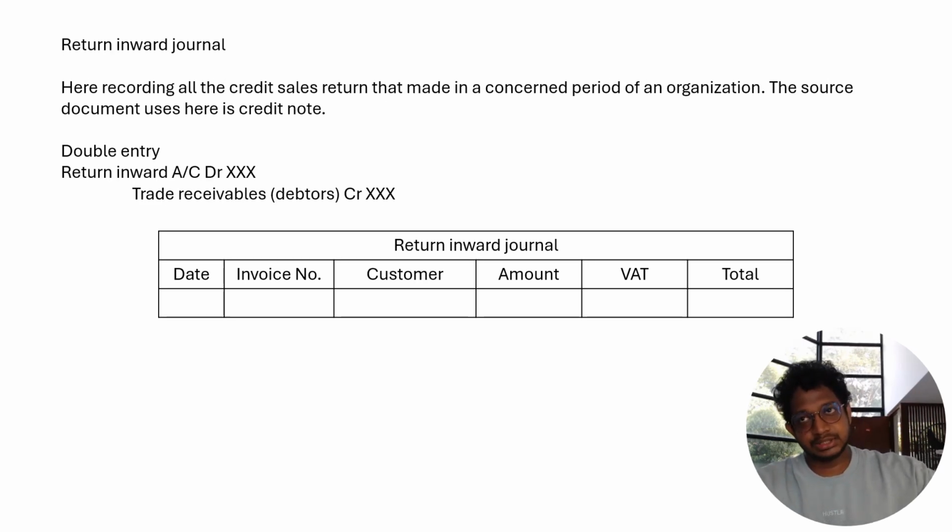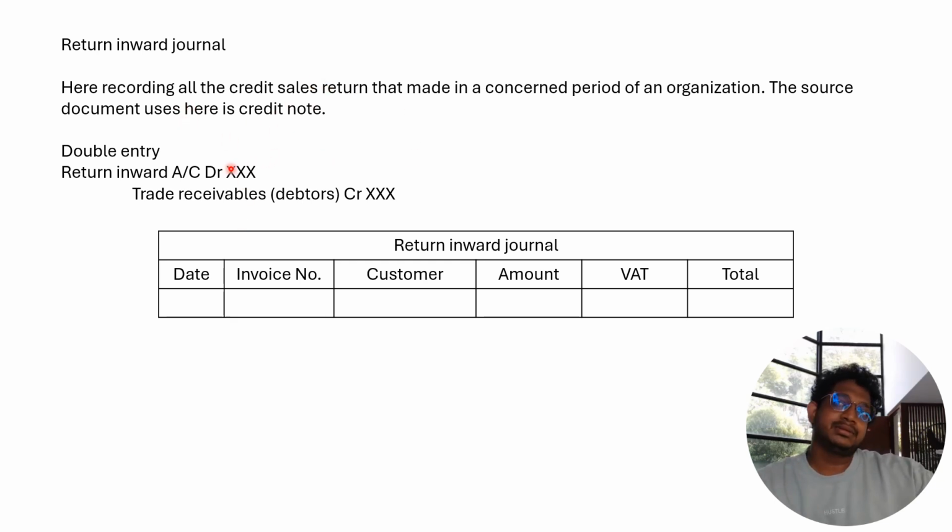Return inward. The customers who bought the goods from us are returning them back to the business. There can be several reasons for that. The order did not match, or the stock was damaged, or anything, right? And the double entry of that is return inward debit and trade receivables credit. So the source document is the credit note.